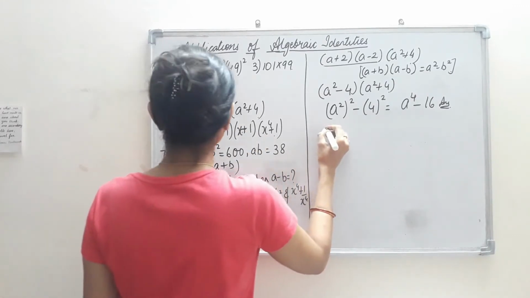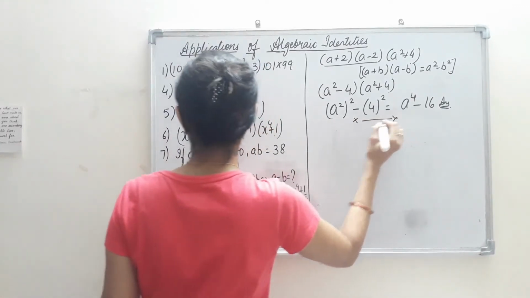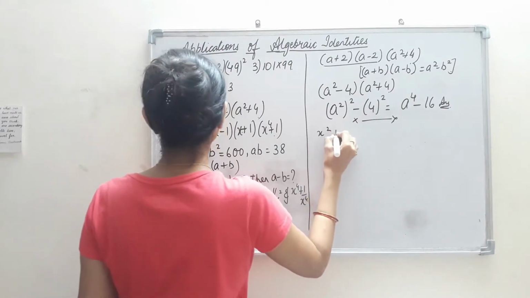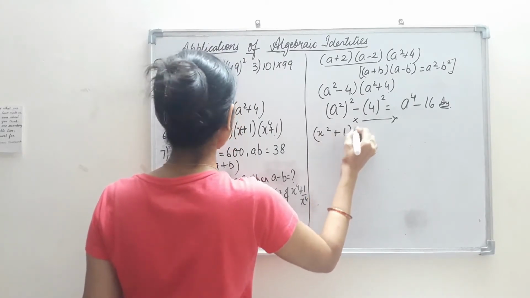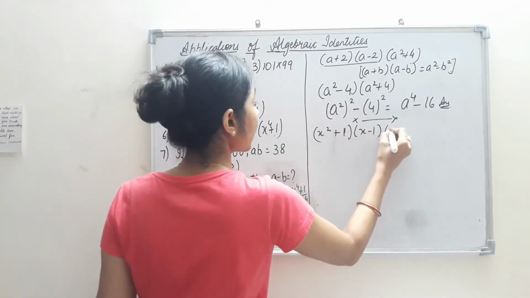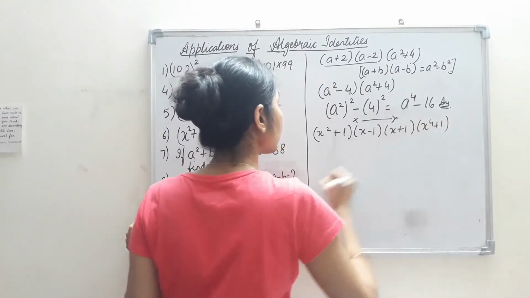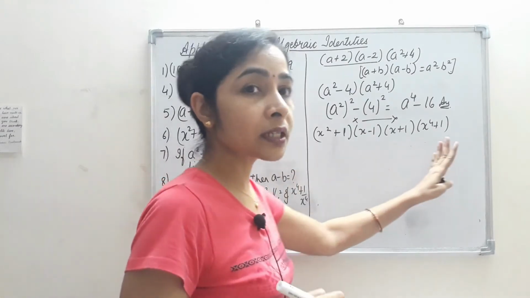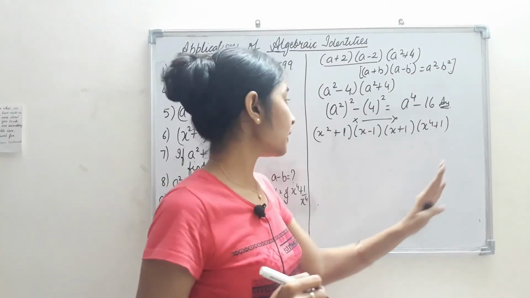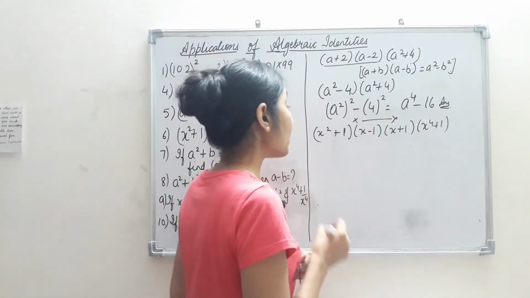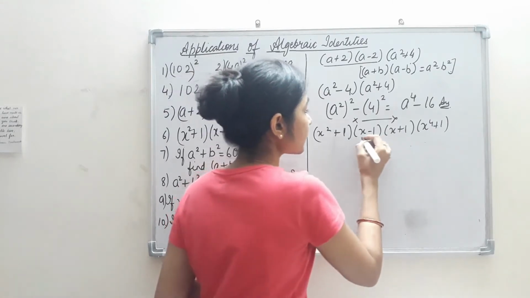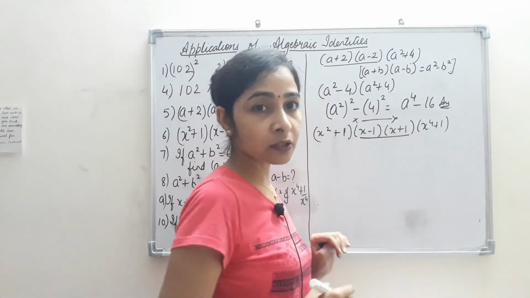Let's say that we are having x square plus 1 multiplied by x minus 1, x plus 1 and x raised to the power 4 plus 1. Now we are having 4 terms here to multiply, and one by one we will go on multiplying them. Now which one is the easiest one? This is in the form of a minus b into a plus b.